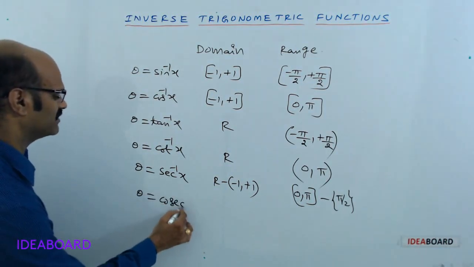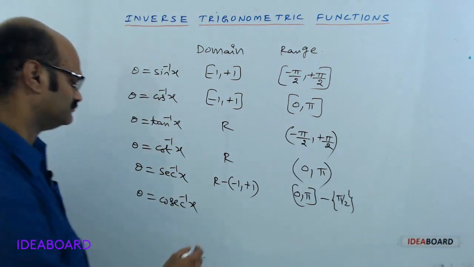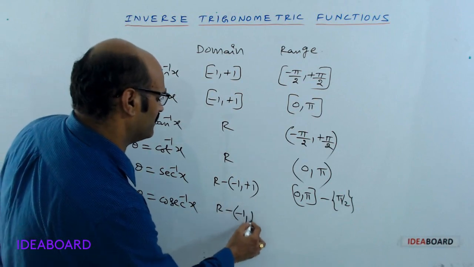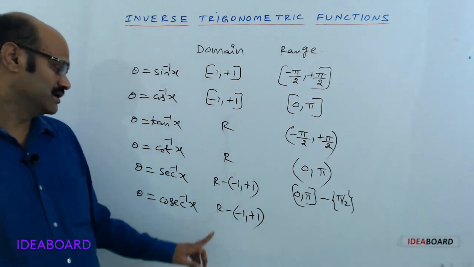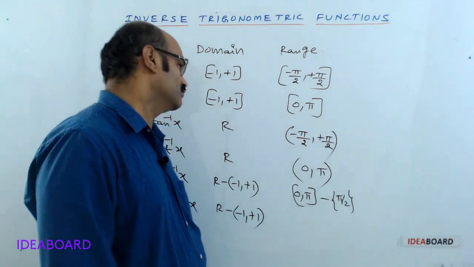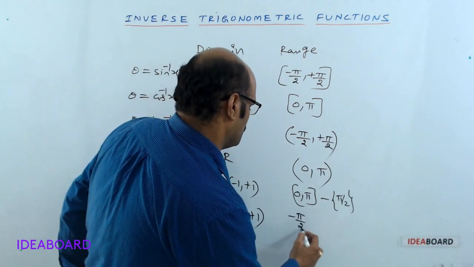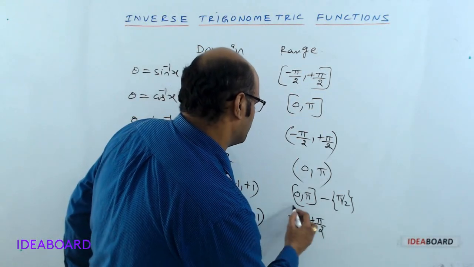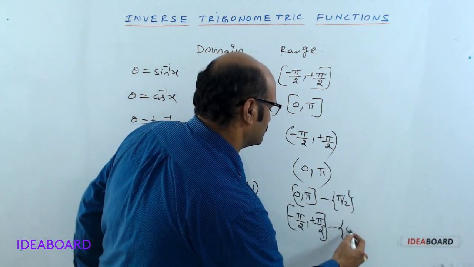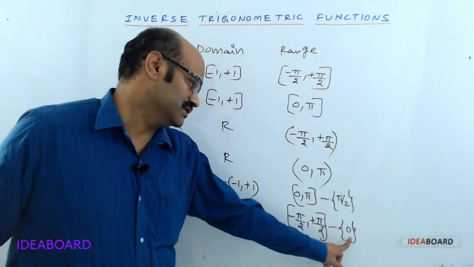Theta equal to cosecant inverse x. Domain is R minus the open interval minus 1 to plus 1. Here range equal to closed interval minus pi by 2 to plus pi by 2 minus the element 0.